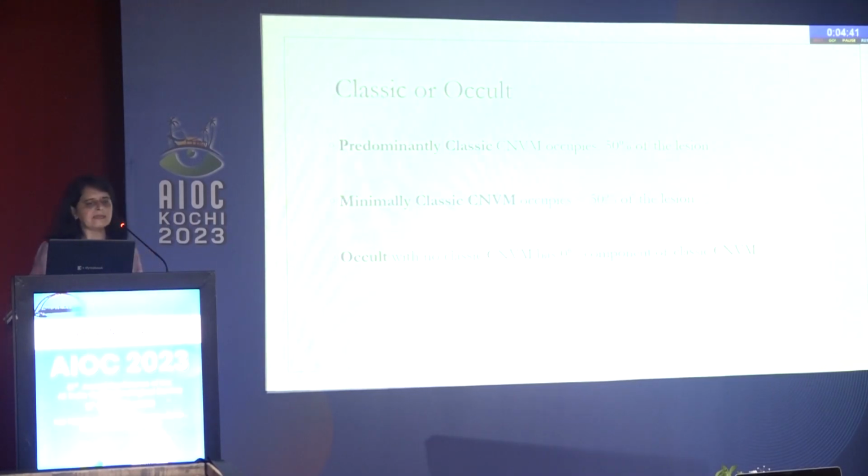Also, they are described as classic. It can be predominantly classic CNVM when it occupies 50% of the lesion. It is called minimally classic CNVM when it occupies less than 50% of the lesion. Occult with no classic CNVM has a 0% component of classic CNVM.